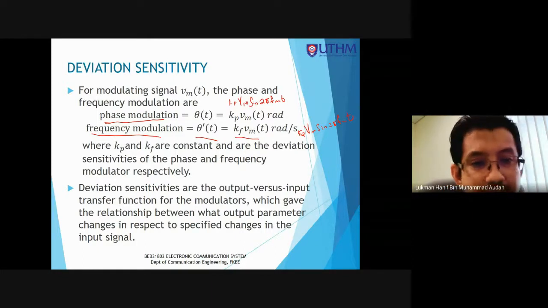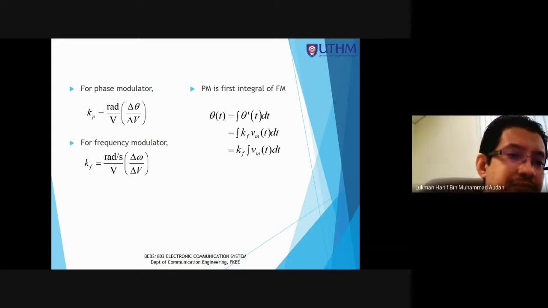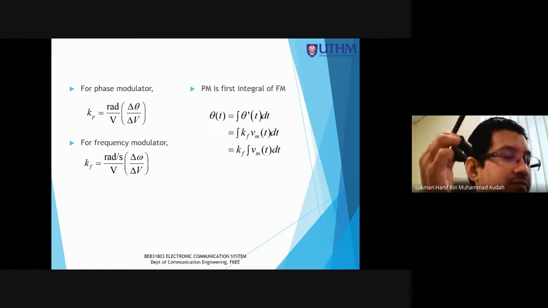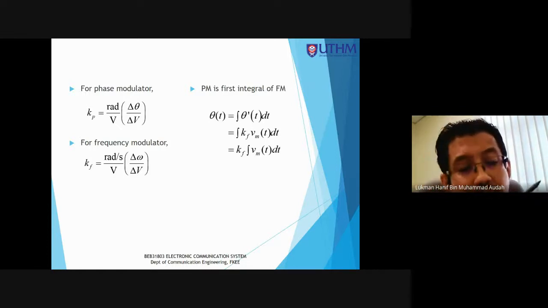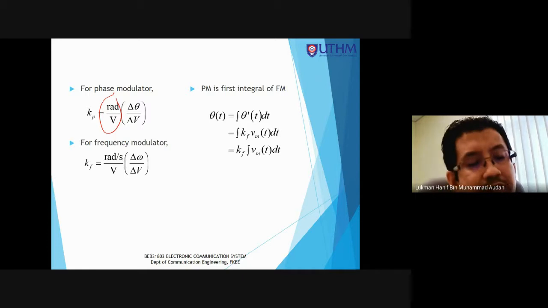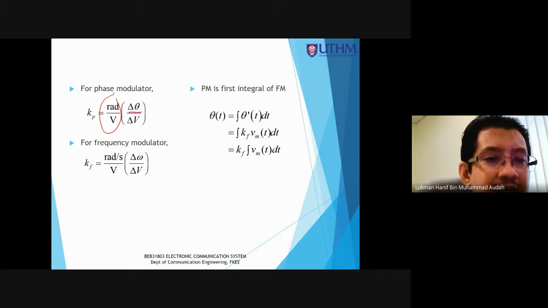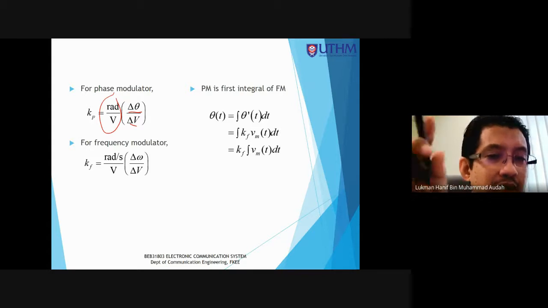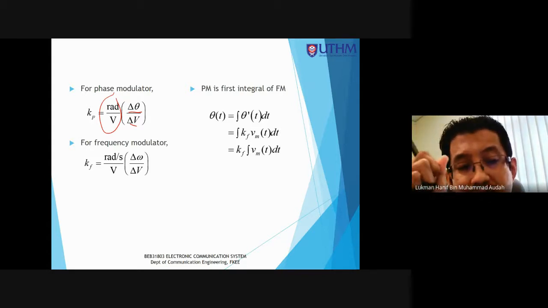Okay. And if you see from here, the unit for Kp and the unit for Kf. Okay, apakah unit untuk Kp dan apakah unit untuk Kf? So Kp, the unit is in terms of radian per volt. Okay, unitnya adalah radian per volt. Kenapa radian per volt? Sebab Kp dikira berdasarkan perubahan fasa carrier dibahagikan dengan perubahan voltage carrier. Perubahan fasa dalam radian, perubahan voltage dalam volt. So radian per volt. Nampak.